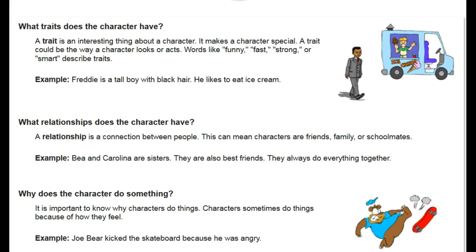Why does the character do something? It is important to know why characters do things. Characters sometimes do things because of how they feel. For example, Joe Bear kicked the skateboard because he was angry.